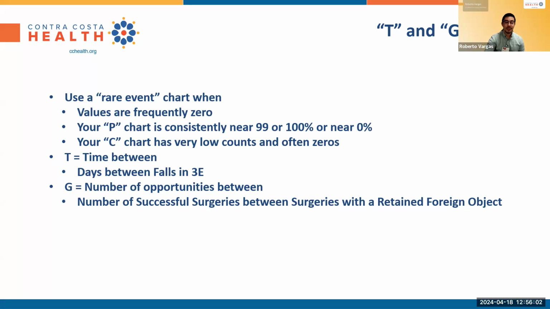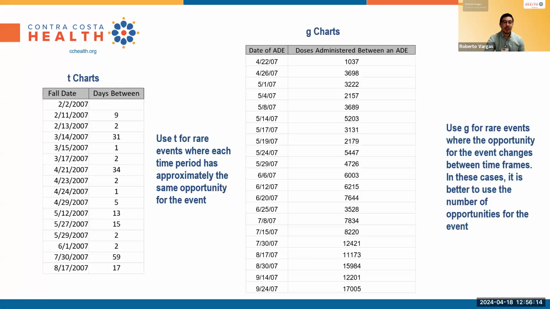And then you're saying, well, okay, so there was a blip, and this is how many successful surgeries happened. And so now we're understanding again special causes. I'm not going to go into this one, but this one talks about how you actually perform a T and G chart as far as calculating them into a control chart.